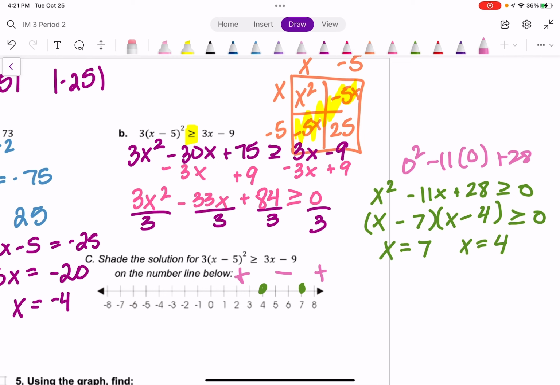Well, where are we greater than or equal to 0? Where are we positive? We're positive when we're bigger than 7, and we're positive when we're less than 4. So if we're writing that, we would have x greater than or equal to 7, x less than or equal to 4. Those would be our solutions.